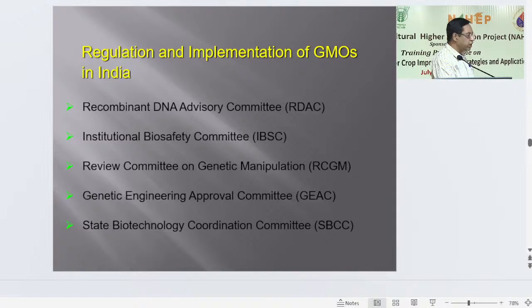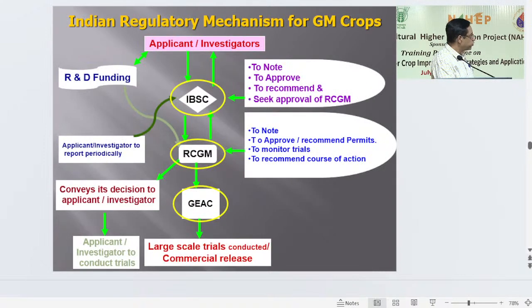If you are working on it, you have to submit your applications to IBSC. It goes to RCGM, eventually to GEAC. It gives the permission for conducting the trials, BRL1, BRL2. It's a long process. At our institute, we are also working. One of our scientists is trying to release the pigeon pea, and it's a long drawn process. Despite us being a government organization, even for us it takes very long to get the required approvals and all.